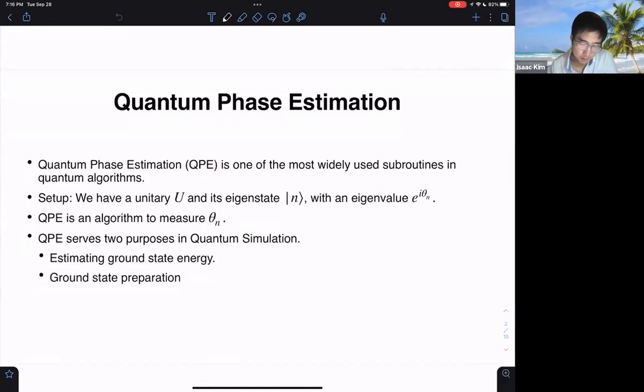Okay, I'll start with a setup, which is somewhat strange at first, but then we'll explain why this is an interesting setup. So the setup is that we have a unitary U, and somehow we will assume that we prepared its eigenstate. And this is the strange part. I mean, how would you actually prepare its eigenstate? It's not easy. But suppose this is somehow given to you, okay? And you know that it has an eigenvalue.